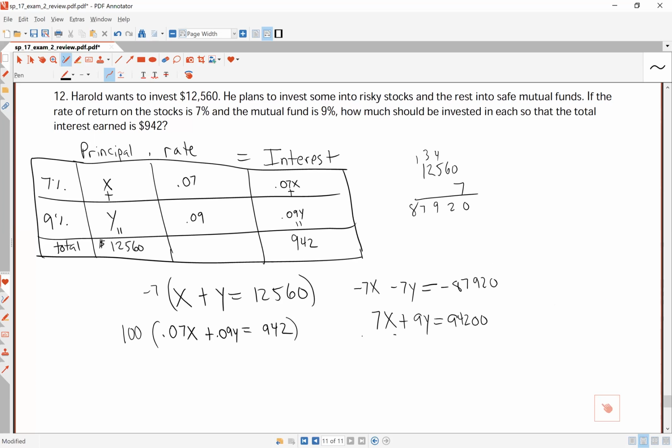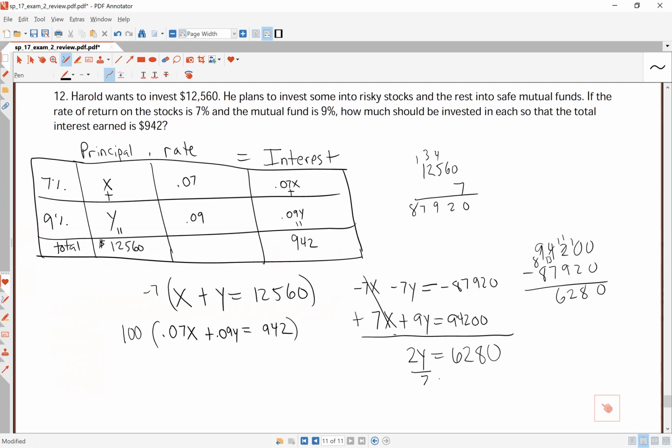We add our 2 equations together now, and we get 0, 2y, 94,200 minus 87,920 is a 0 and an 8. 11 minus 9 is 2. And 13 minus 7 is 6, 6280. We divide both sides by 2, and we get y is equal to 3140.